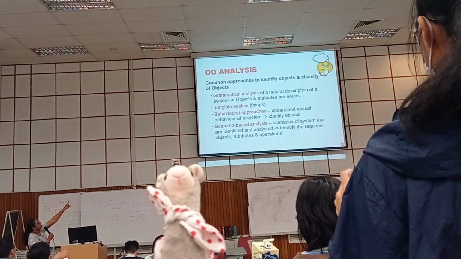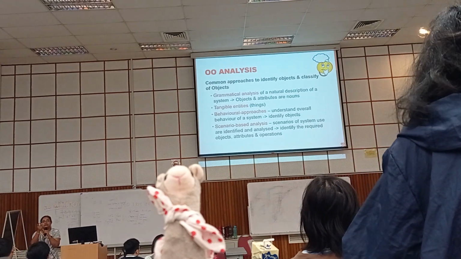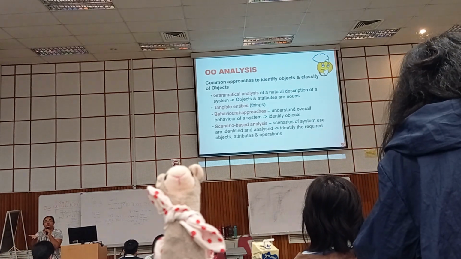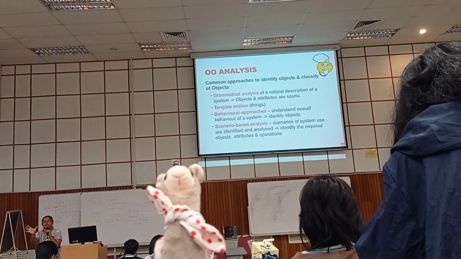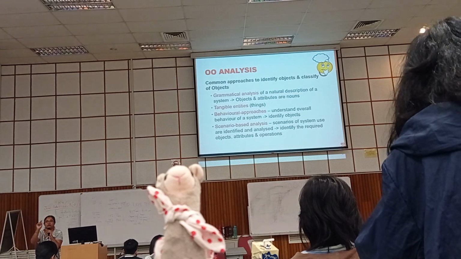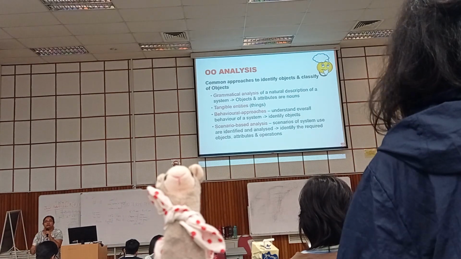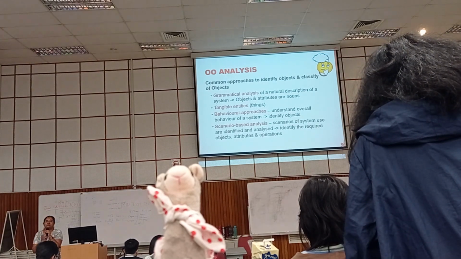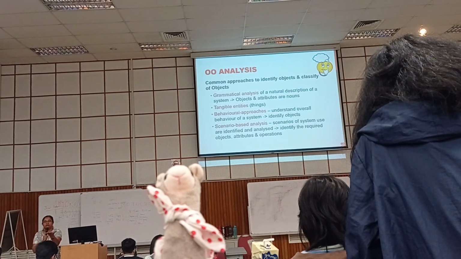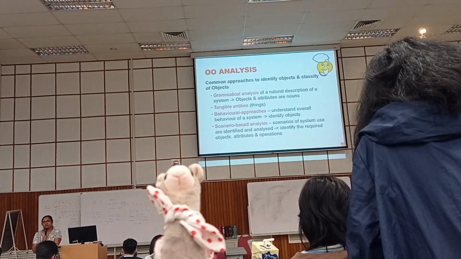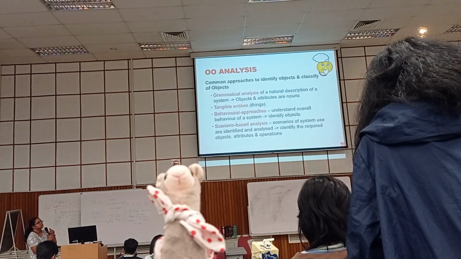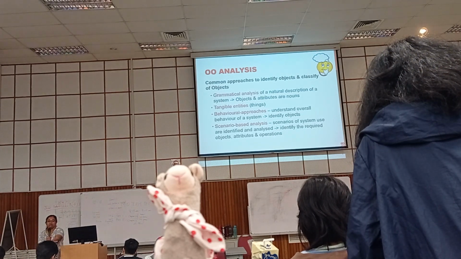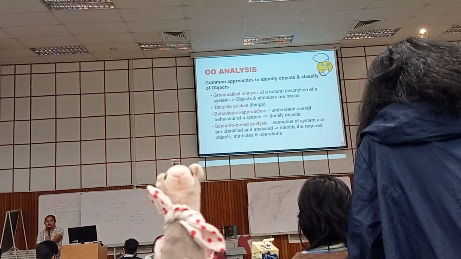You can use grammatical analysis. Like just now when I said intranet to be used by student and lecturer, automatically student, a noun, becomes an object. Lecturer, object. So identify all the nouns in my project description, so I can find most of the objects. That is one way. Number 2, tangible entities, things that are tangible. That is also another way.